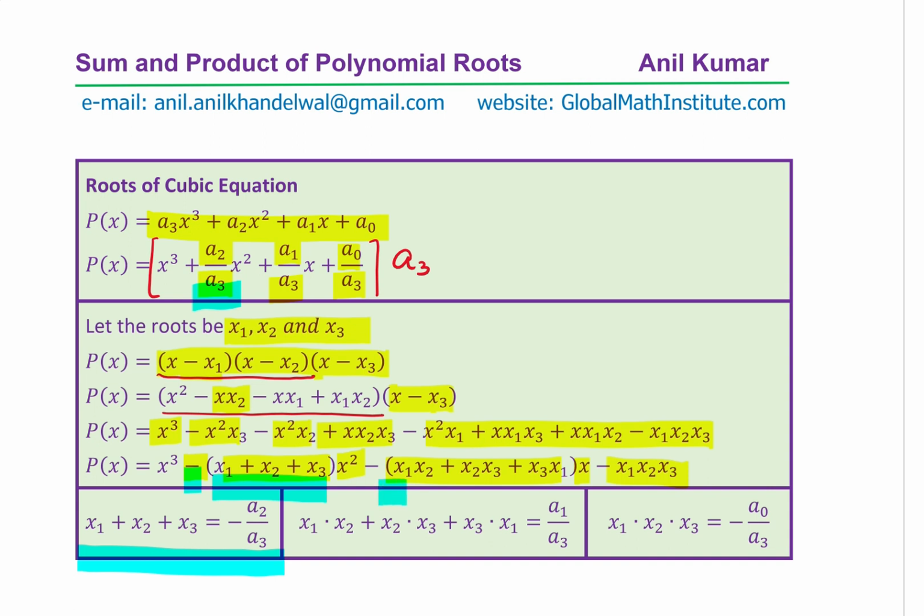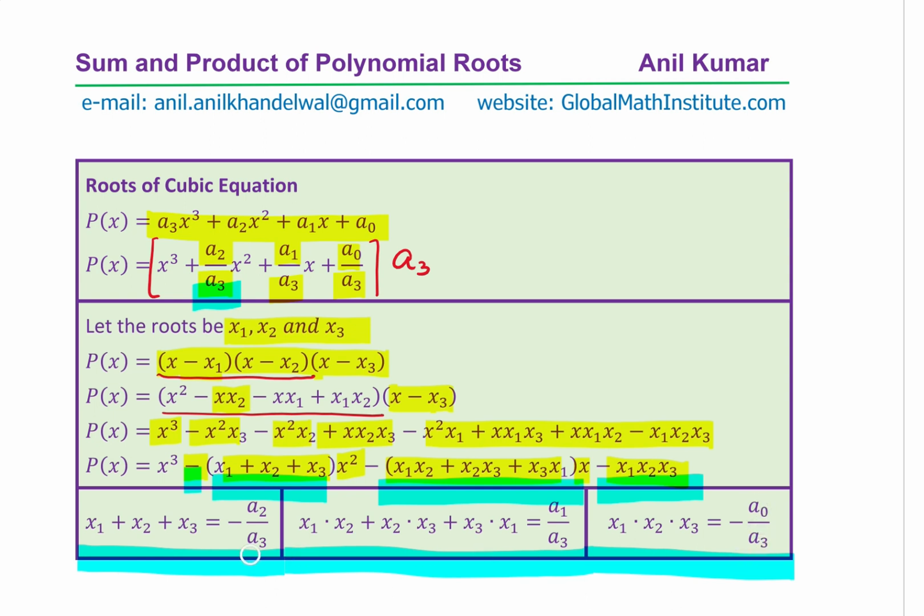The middle term here is the sum of products of x1, x2, x2, x3 and x3, x1. And that should be equal to a1 over a3. And that's what we have written here as a summary. And the last term, which is the constant term, should be a0 over a3. And since this is negative, we have written negative here. And we get our product of the roots as negative a0 over a3.